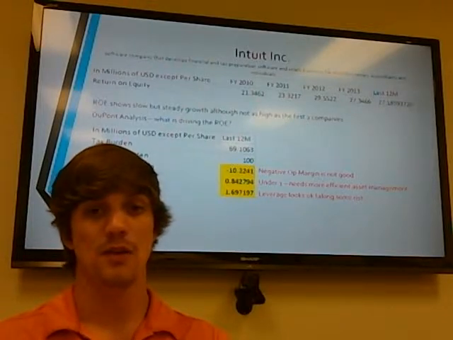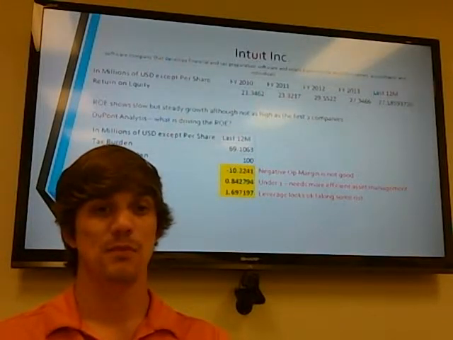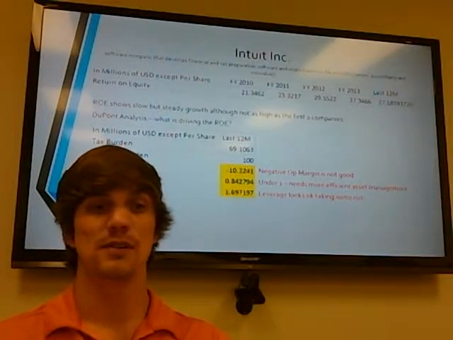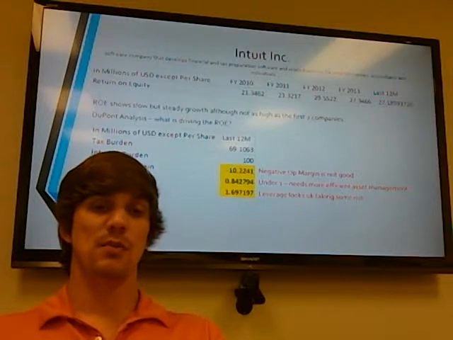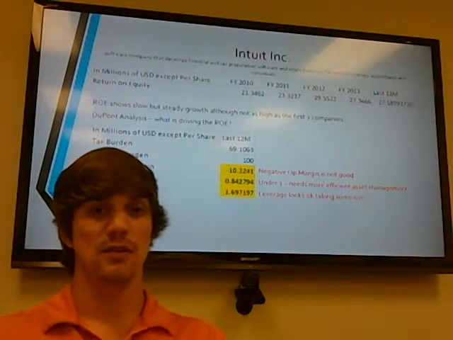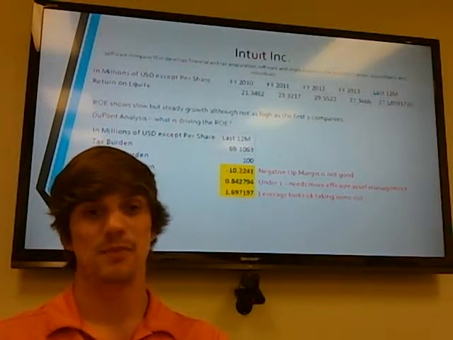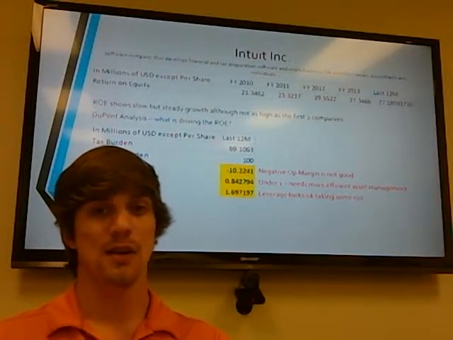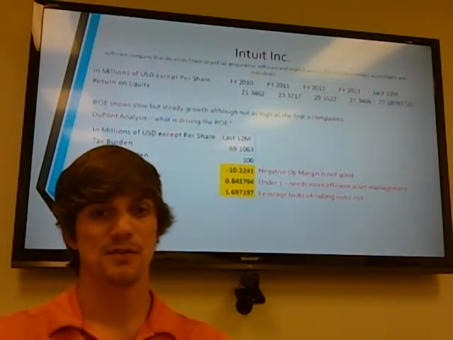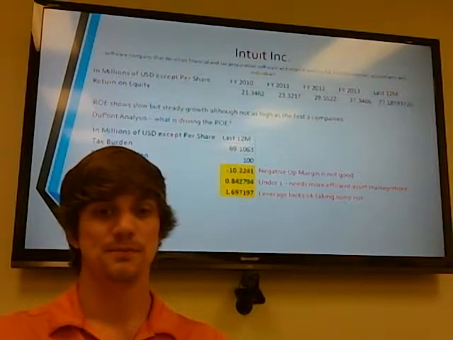It's not too high, but maybe they need to lower a little bit of risk and maybe try to put some more money in equity. Maybe purchase a little bit more assets, maybe become a little bit more liquid. I'm not too sure on this one. It doesn't look right.